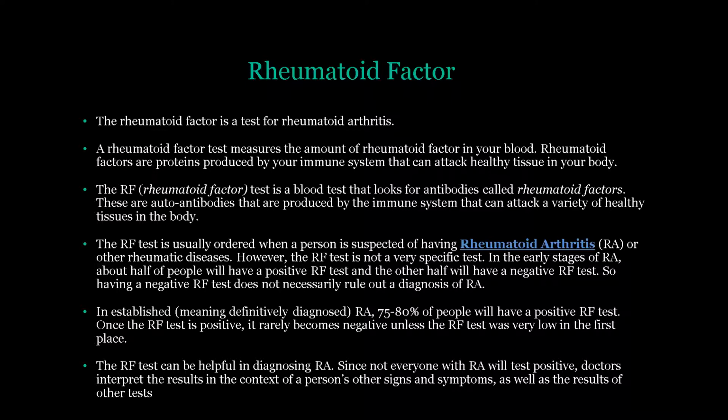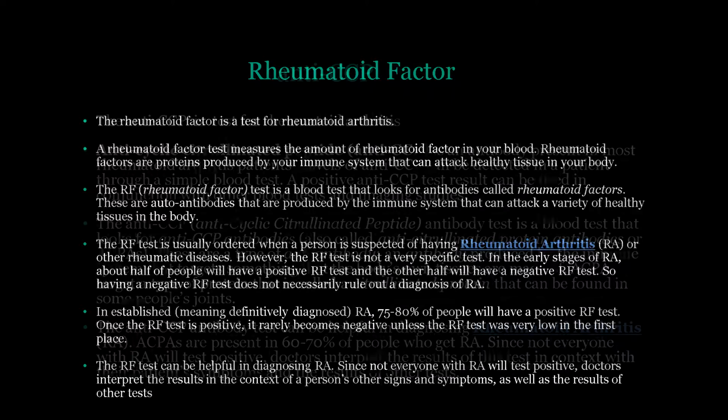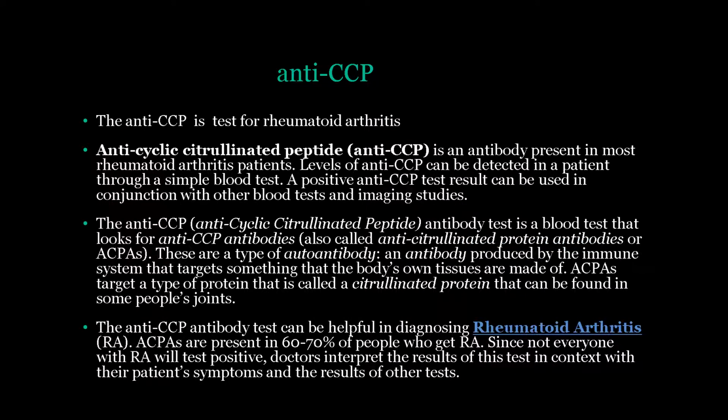In the early stages of rheumatoid arthritis, about half the people will have a positive rheumatoid factor and the other half will have a negative. So having a negative rheumatoid factor does not necessarily rule out a diagnosis. 75 to 80% of people will show a positive rheumatoid test. It can be helpful in diagnosing rheumatoid arthritis, but since not everyone with rheumatoid arthritis will test positive, doctors interpret the test results in the context of a person's other signs and symptoms as well as results of other tests.